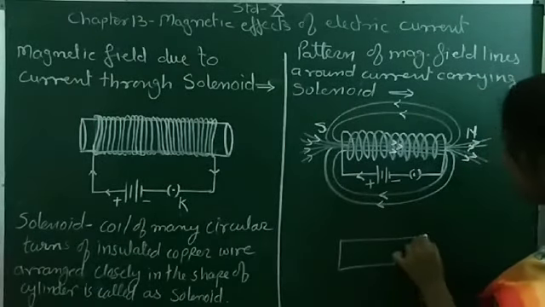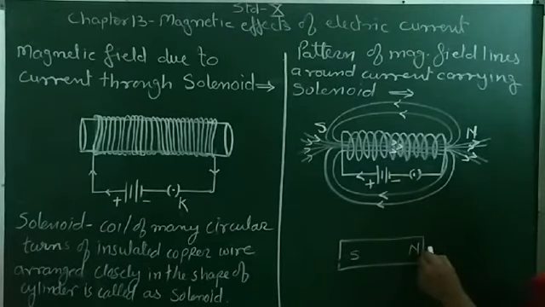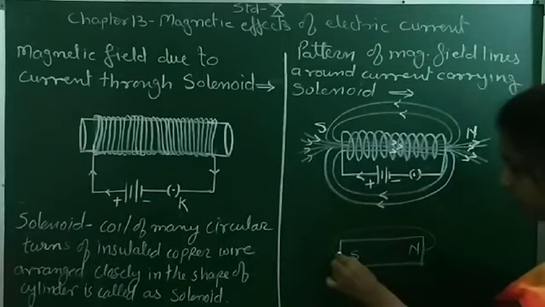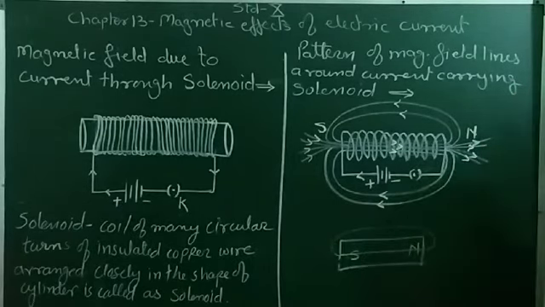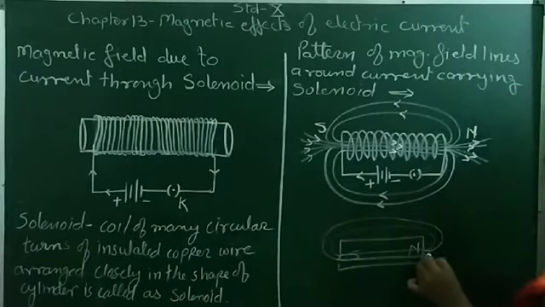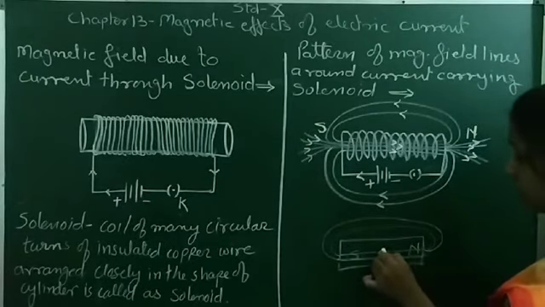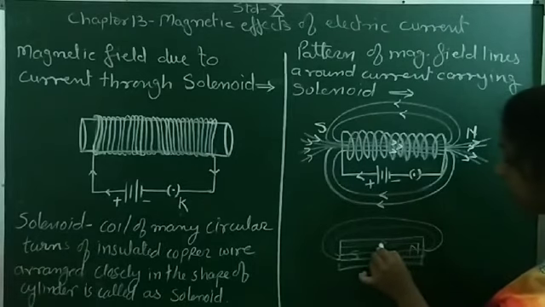In a bar magnet also, suppose this is north and this is south. The field lines emerge from north and merge at south outside the magnet, and go from south to north inside the magnet. So inside the magnet, the magnetic field lines are parallel to each other.